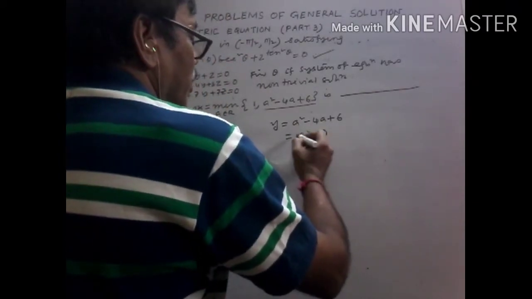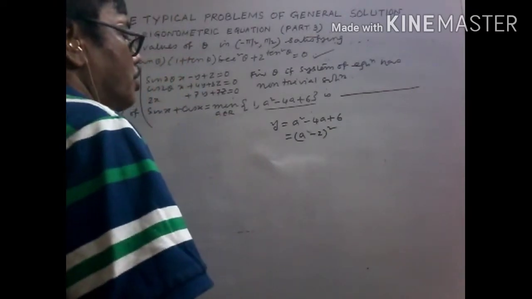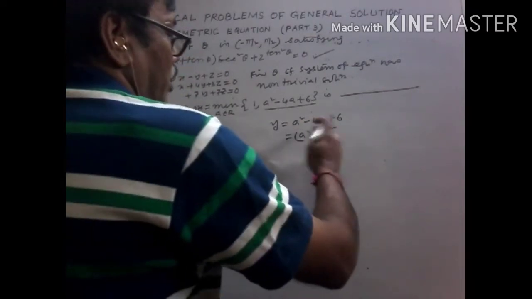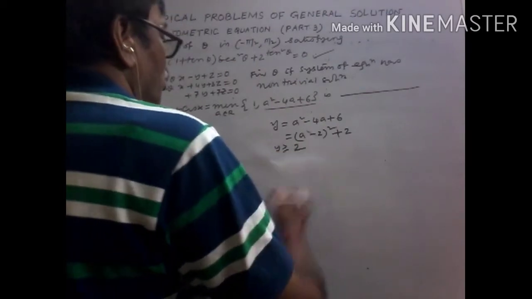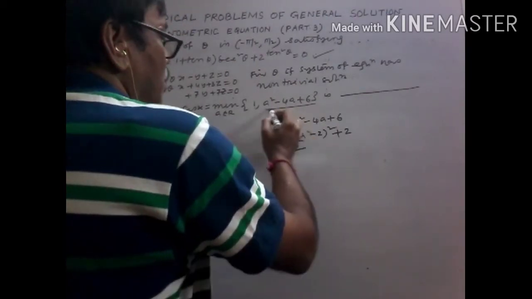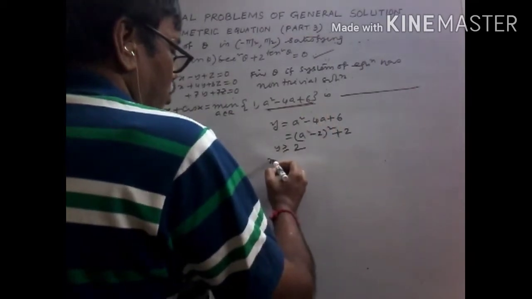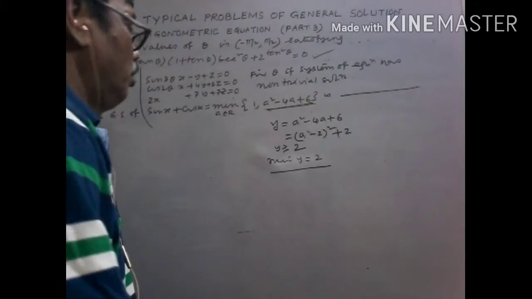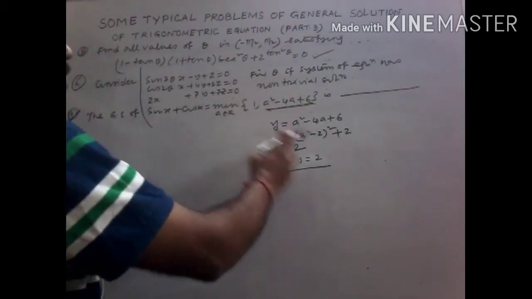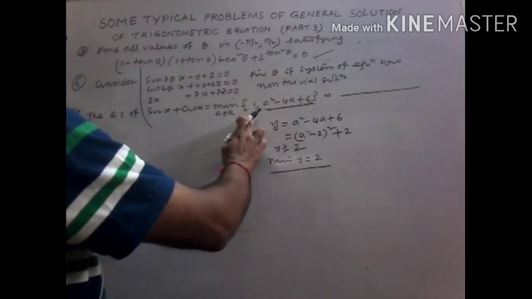So (a minus 2) whole square plus 2, so y is greater than or equal to 2. So what is the minimum value of this? Minimum y equals 2. But look, the minimum value of 1 and 2 is obviously 1.